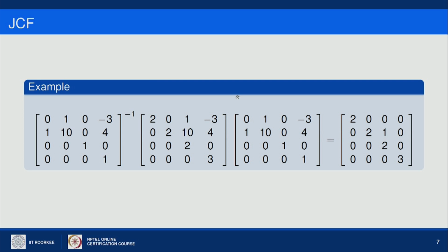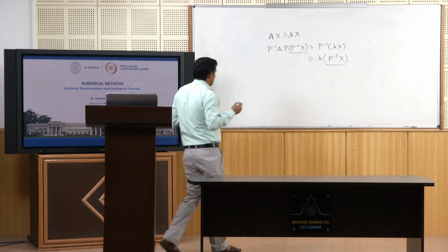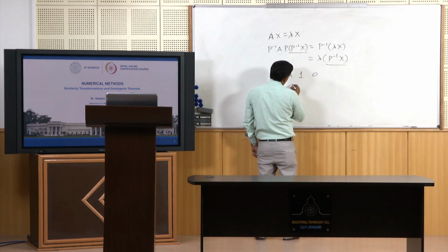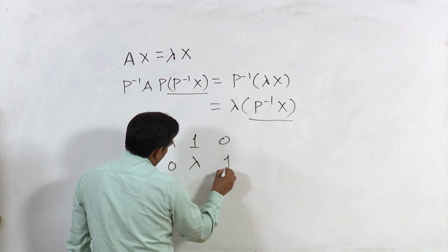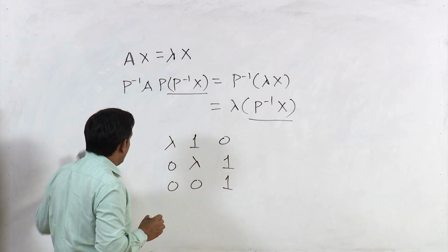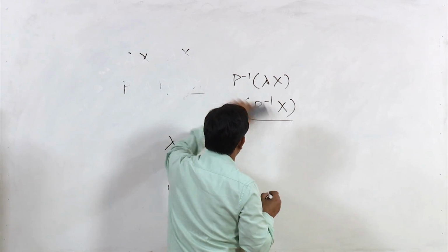If I want to write a Jordan block of size 3, it will look something like this: lambda 1 0, 0 lambda 1, 0 0 lambda. So how can we write the Jordan canonical form of a matrix?